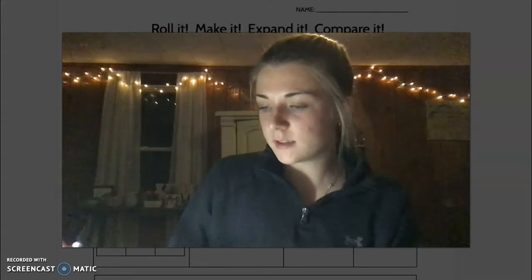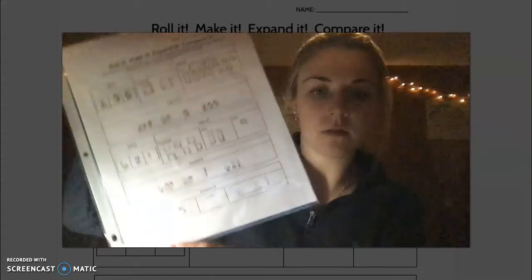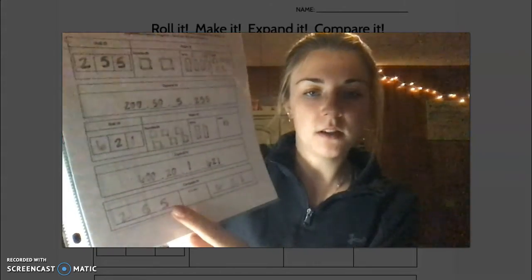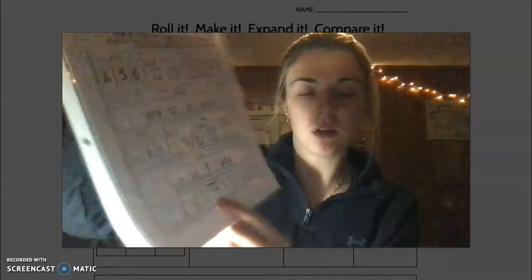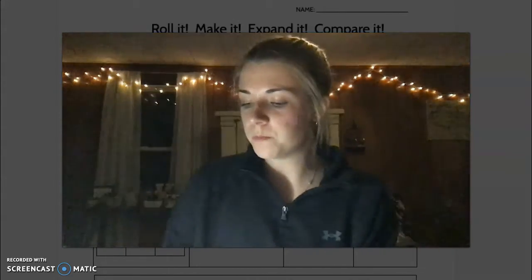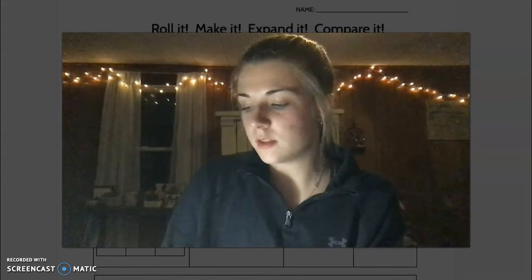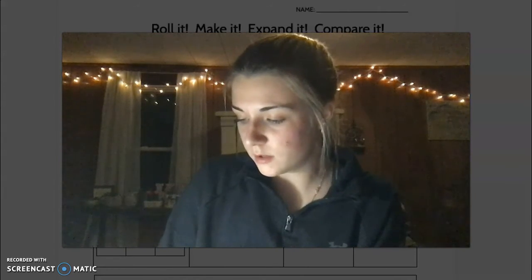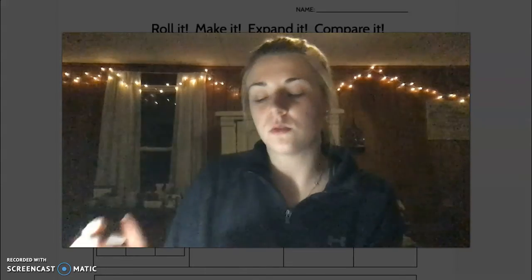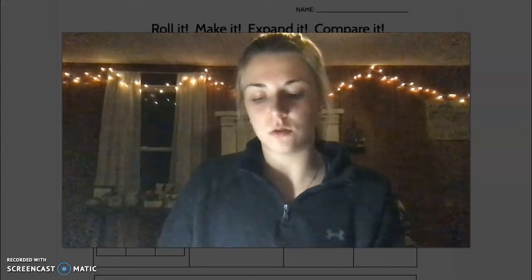And then the last thing they have to do for this sheet here, for this chart, is just fill out the greater than, less than, or equal to. So the students at this point would know that 6 is greater than 2 in the 100 spot, so 621 is greater than 255.